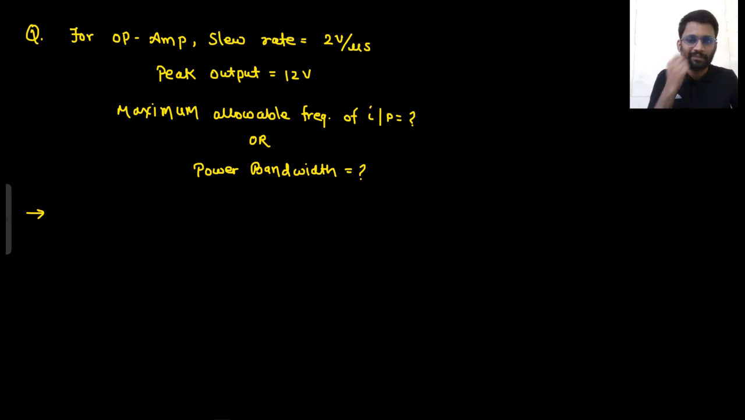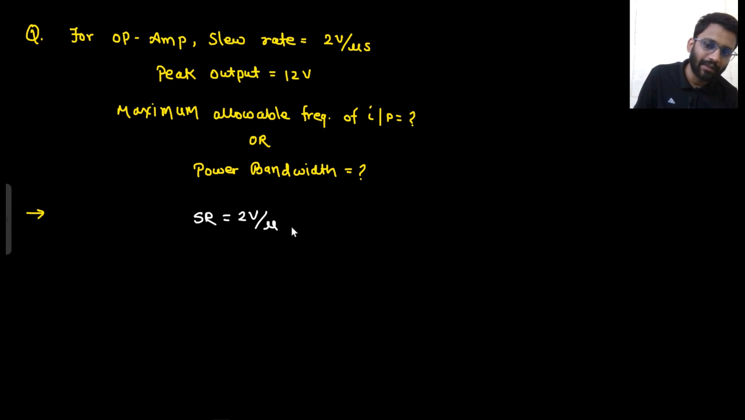This is the example. Your OpAmp slew rate is 2 volt per microsecond. So slew rate is given as 2 volt per microsecond. Your peak output voltage is 12 volt. Find the maximum allowable frequency of the input, the power bandwidth. So 12 volt is the peak output voltage.